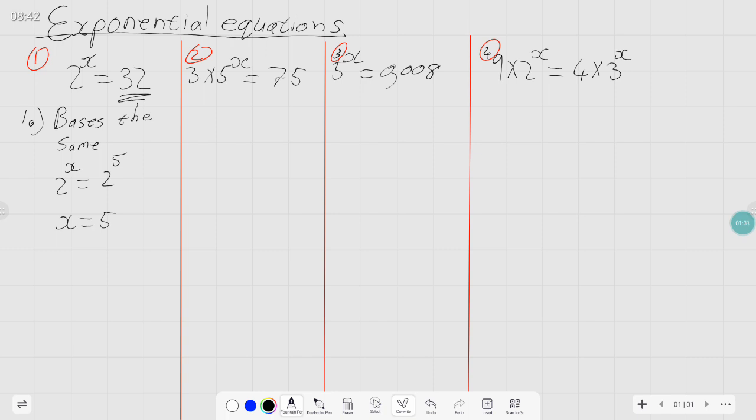Now, what if I have something like question 2? In this case, I'm going to do another first step. I'm going to isolate x. Now, in this case, what do I have to isolate? I have to isolate 5 to the power of x. How will I do that? Take the 3 over. But in this case, it's not just take the 3 over. It's a multiplication. So therefore, I divide both sides by 3. So I still have 3 times 5 to the power of x divided by 3 equals 75 divided by 3. This means these two cancel out. 75 divided by 3 is 25.